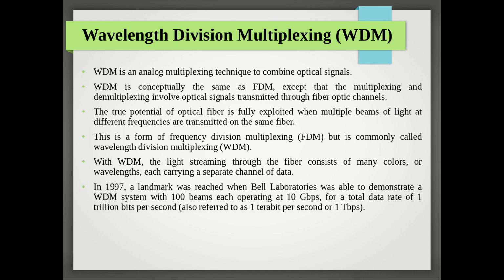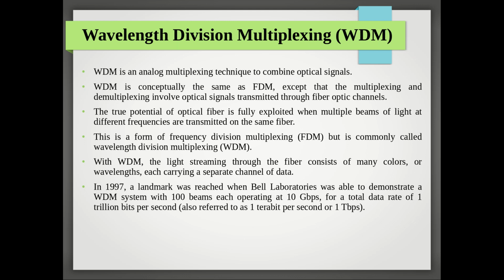That's all. In 1997, a landmark was reached when Bell Laboratories demonstrated wavelength division multiplexing with 100 beams, each carrying 10 gigabits per second, for a total data rate of 1 trillion bits per second. They combined 100 different input signals, or beams, each operating at 10 gigabits per second. So 100 times 10 gigabits per second is 1000 gigabits per second, which is nothing but a trillion bits per second. After giga, the next unit is tera.